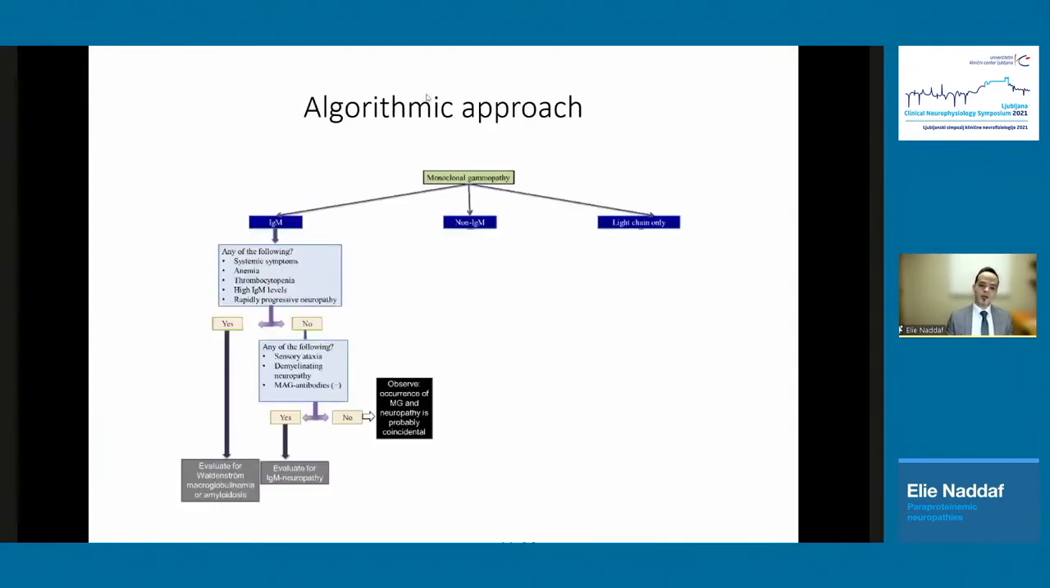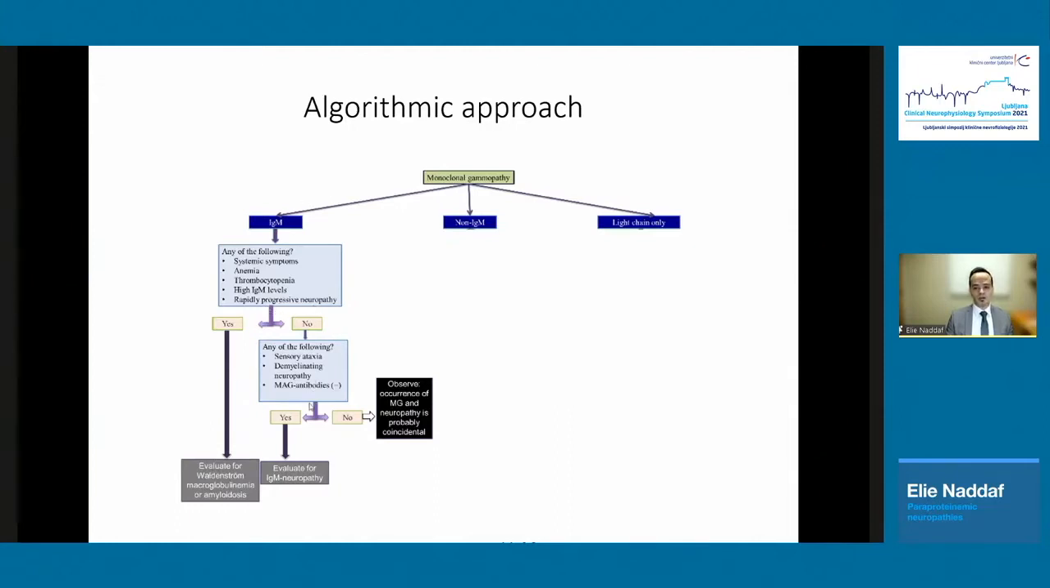So walking through our algorithmic approach, which was published in Continuum in 2020. You have an IgM, systemic symptoms, anemia, thrombocytopenia, or high IgM levels. All of these are suspicious for an underlying hematologic malignancy, and in particular, Waldenström macroglobulinemia. Our patient did not have these.